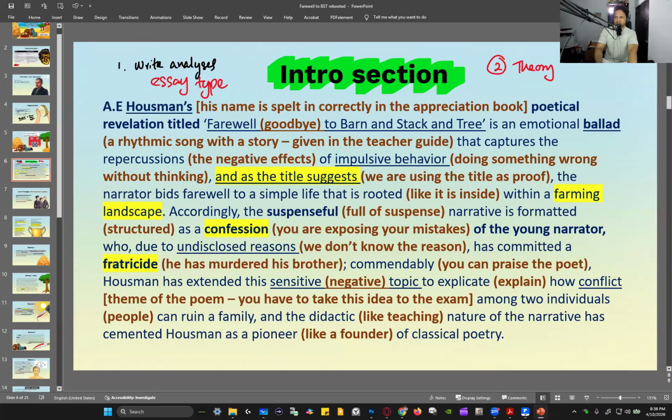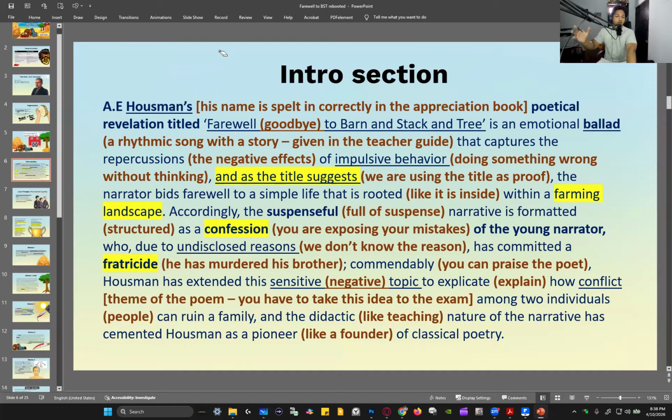So we'll talk about the application of this intro section. You don't have to write all of this in the exam by yourself. If you want to do a bit of cheating, you guys can memorize this intro section and use it in the exam.